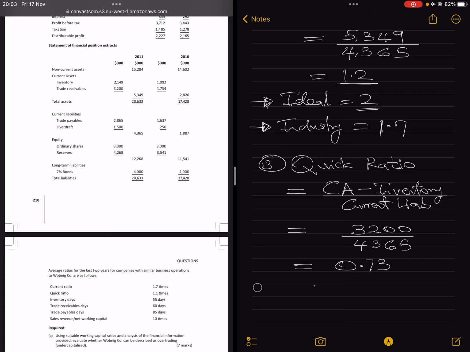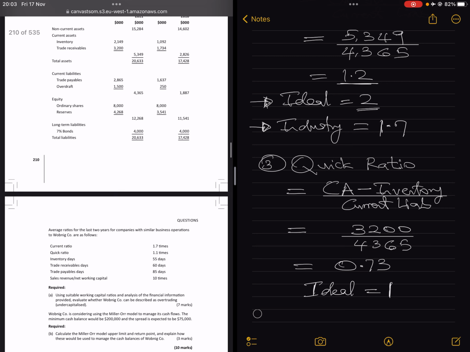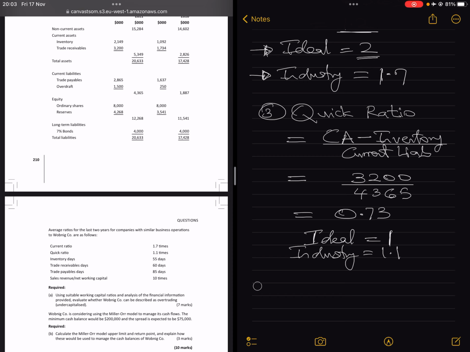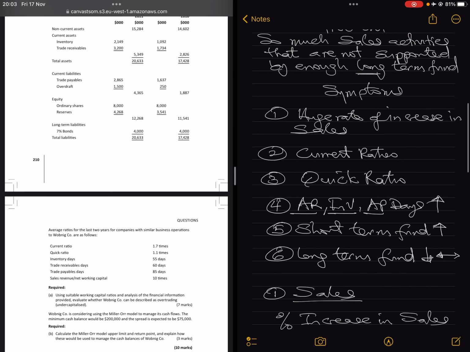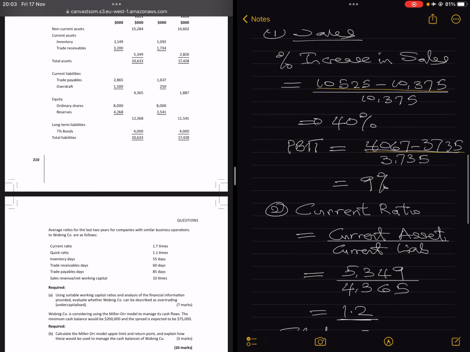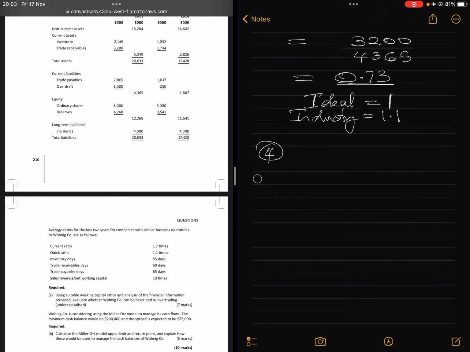So ideal is 1. That's the ideal quick ratio. So we have less than that, and industry is doing 1.1. So by all means, this company is not doing well because it's only doing 0.73. That is also confirming that this company is overtrading. But let's keep going. Let's assess the AR, AP, or the working capital components.